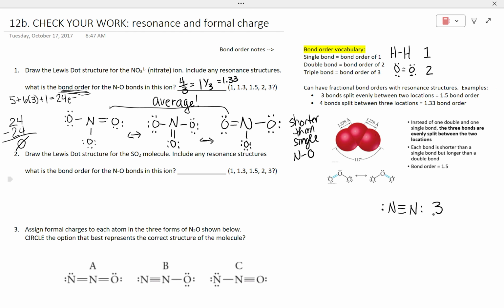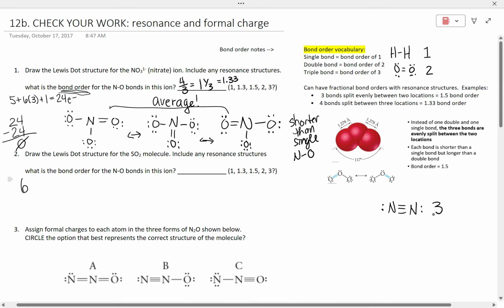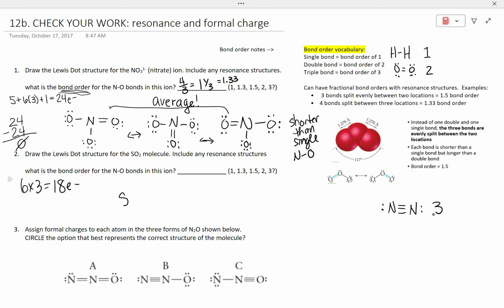So step 1, count your electrons. S and O are all in column 6, so I'm going to have 6 times 3. I'm going to have 18 electrons in my picture. I'm going to put my least electronegative one in the middle. That's my sulfur. I'm going to give my outer ones an octet. Okay, then I'm going to stop and count.